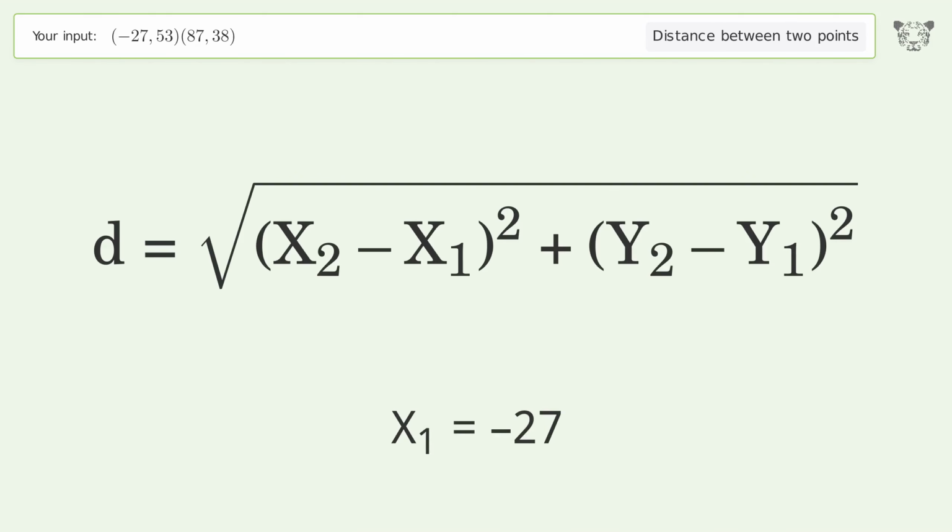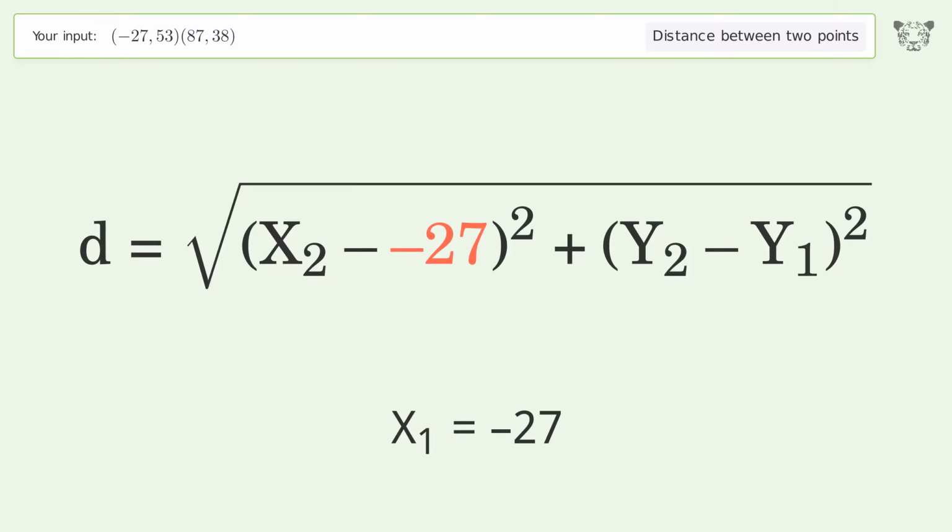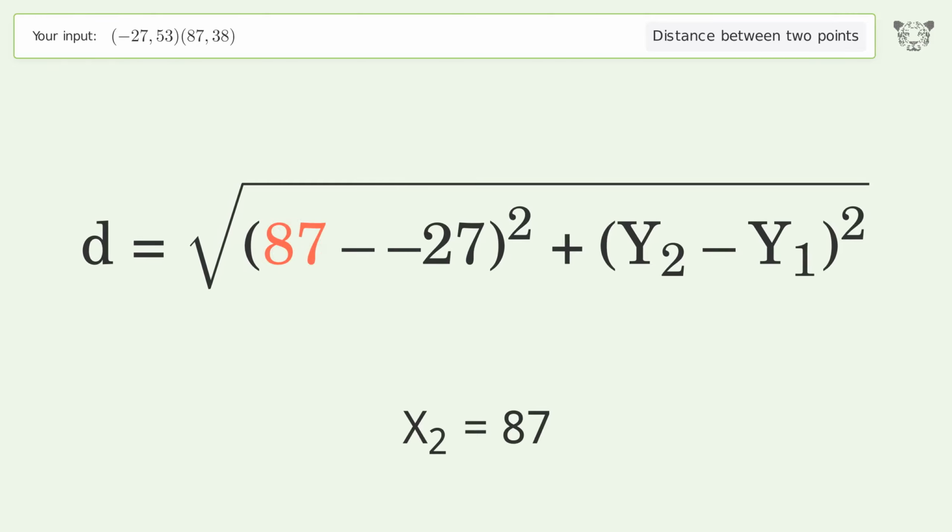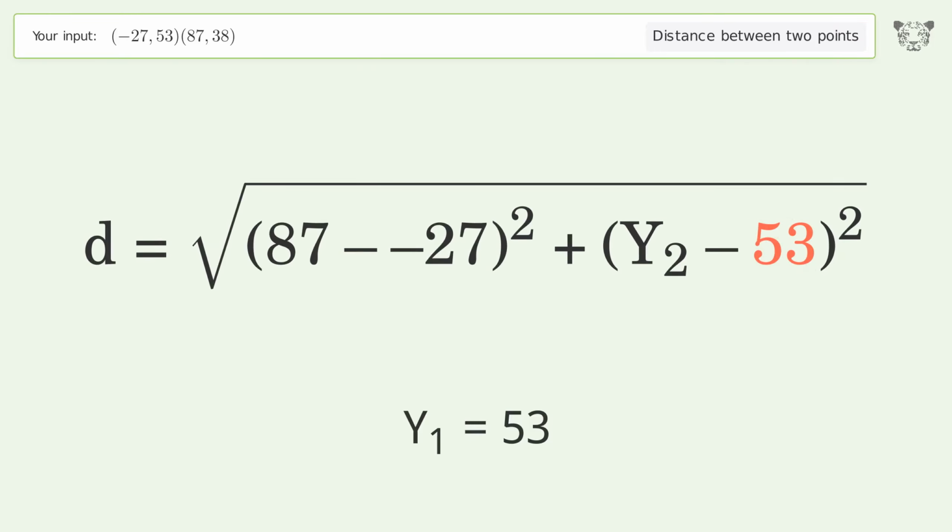x1 equals -27. x2 equals 87. y1 equals 53. y2 equals 38.